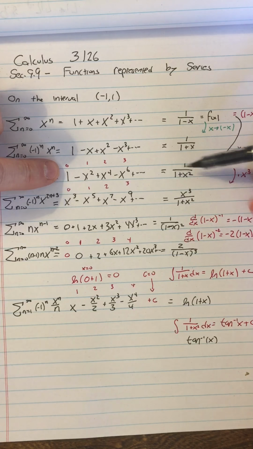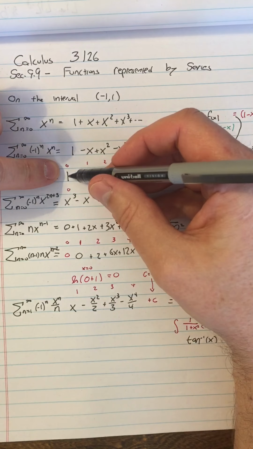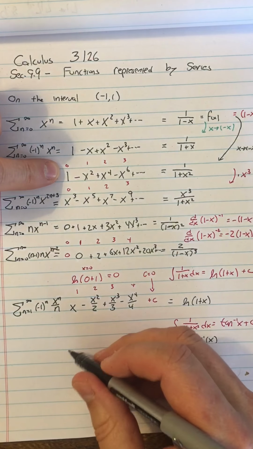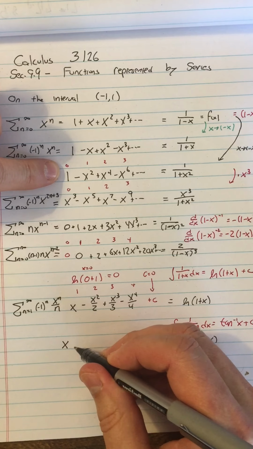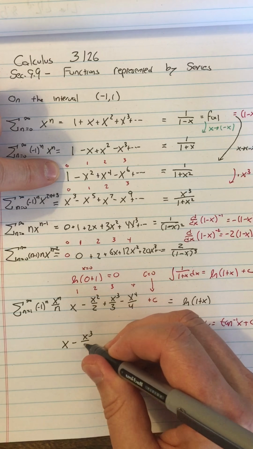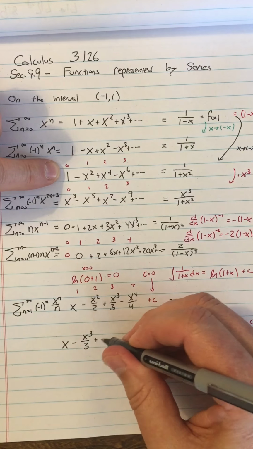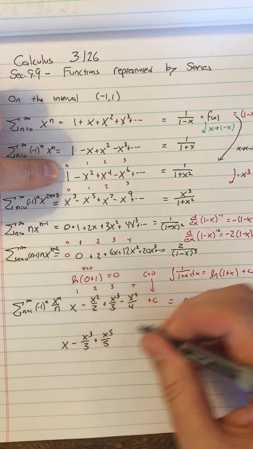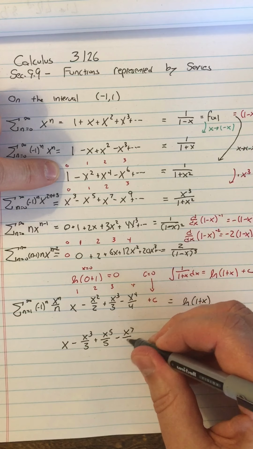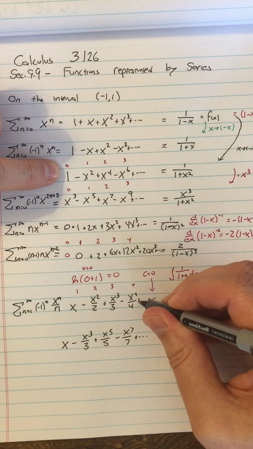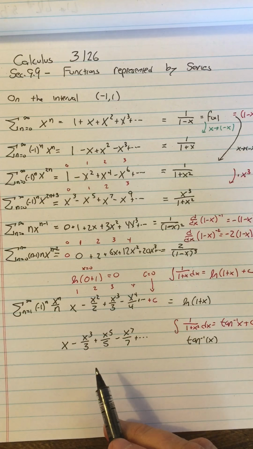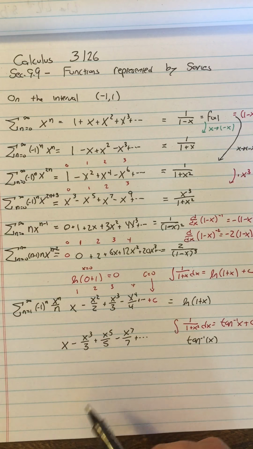So I'm going to integrate it term by term. Sometimes we say term-wise. The integral of 1 is x. The integral of negative x squared is going to be minus x cubed over 3. And then I'm going to have plus x fifth over 5 and minus x seventh over 7. And both of these go to infinity. All right. And then now I just need to find a way to express that one.